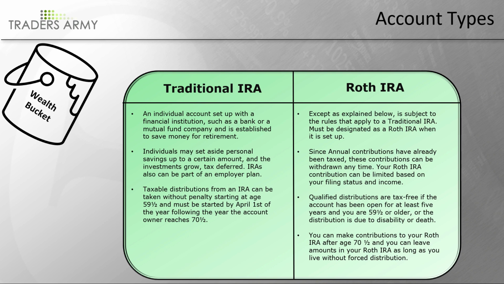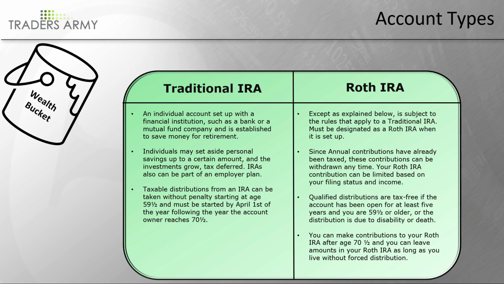You can make a payment into your Roth IRA after age 70.5, and you can leave amounts in your Roth IRA as long as you live without that forced distribution. So once again, you're really going to want to take a look at which one makes the most sense for me. Now, I know a lot of investors that have both.